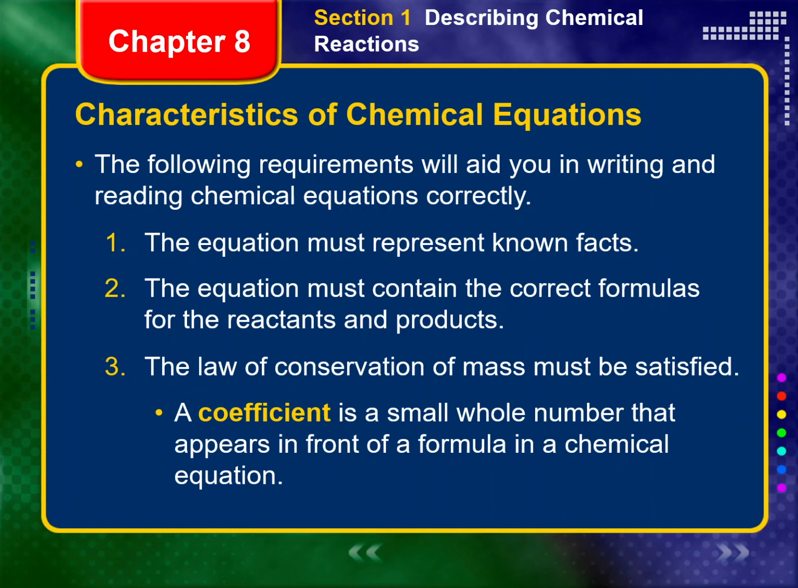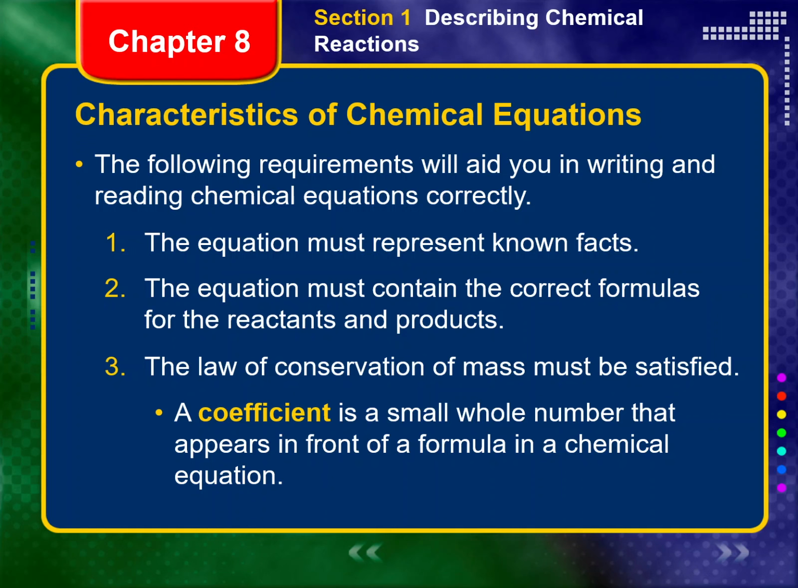And lastly, the law of conservation of mass must be satisfied. Atoms are neither created nor destroyed in ordinary chemical reactions. Therefore, the same number of atoms of each element must appear on each side of a correct chemical equation. To equalize numbers of atoms, coefficients are added where necessary.